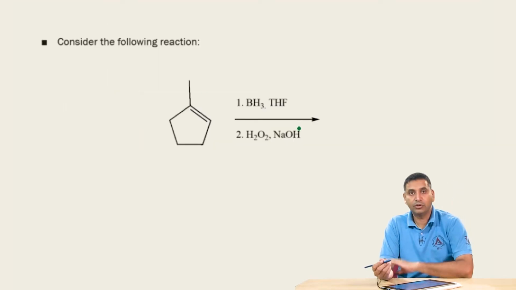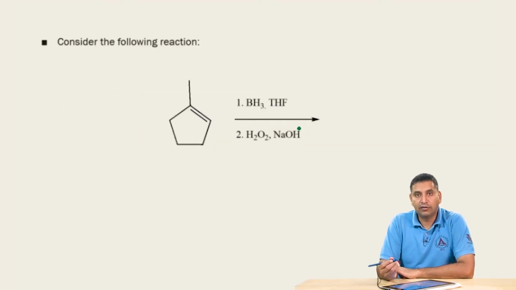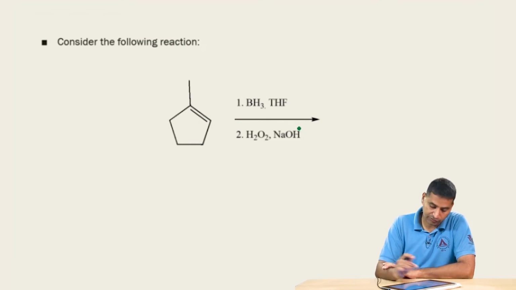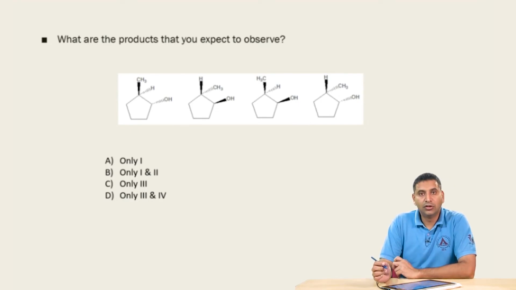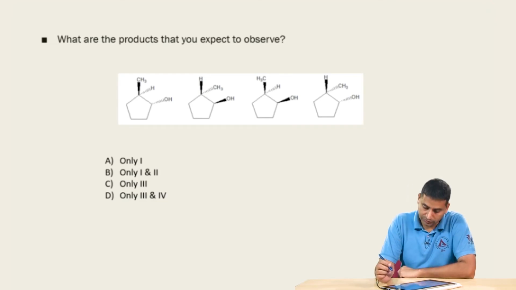Now, let us move on to the next question. Here we are looking at a hydroboration oxidation reaction. So, consider the following reaction where you have this methyl cyclopentene undergoing hydroboration followed by oxidation with hydrogen peroxide. Now, let us look at the products that could be formed. Here are 4 products that are listed out and there are choices given.